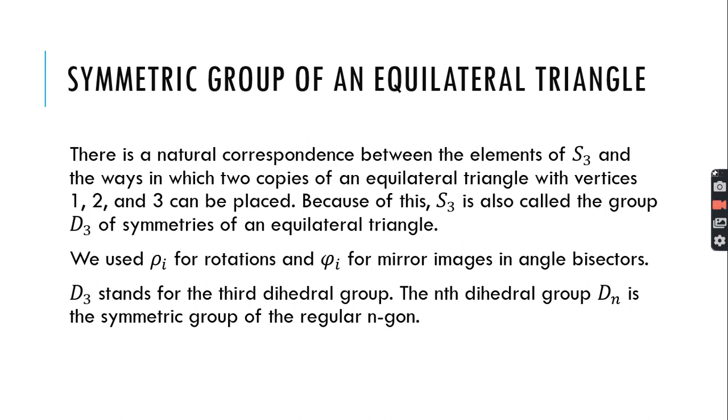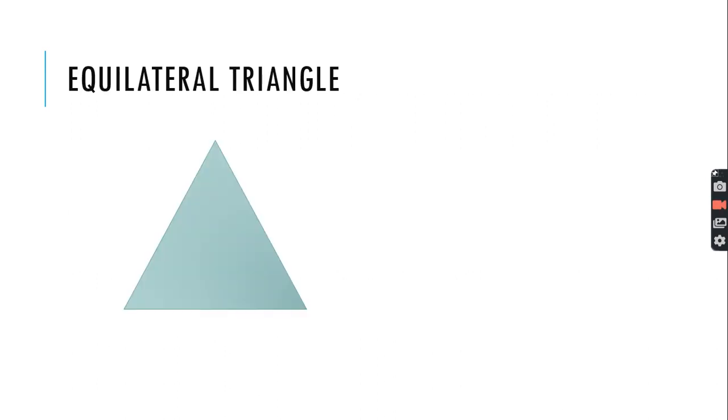D sub 3 stands for the third dihedral group. Remember that the word dihedral means two faces. The nth dihedral group, D sub n, is the symmetric group of the regular n-gon. We have here an equilateral triangle. So there are two ways in which we can reproduce another copy of such triangle. We can rotate the triangle, or we can flip the triangle with respect to one angle bisector.